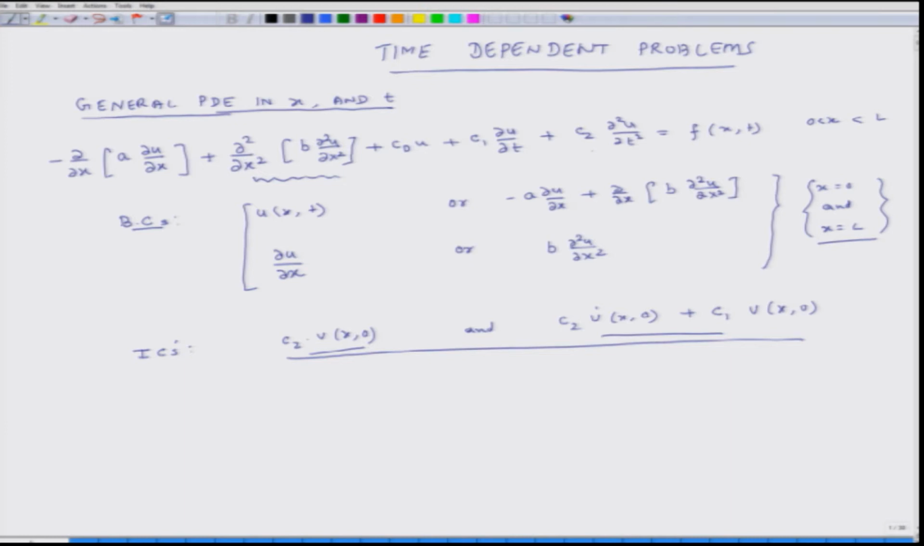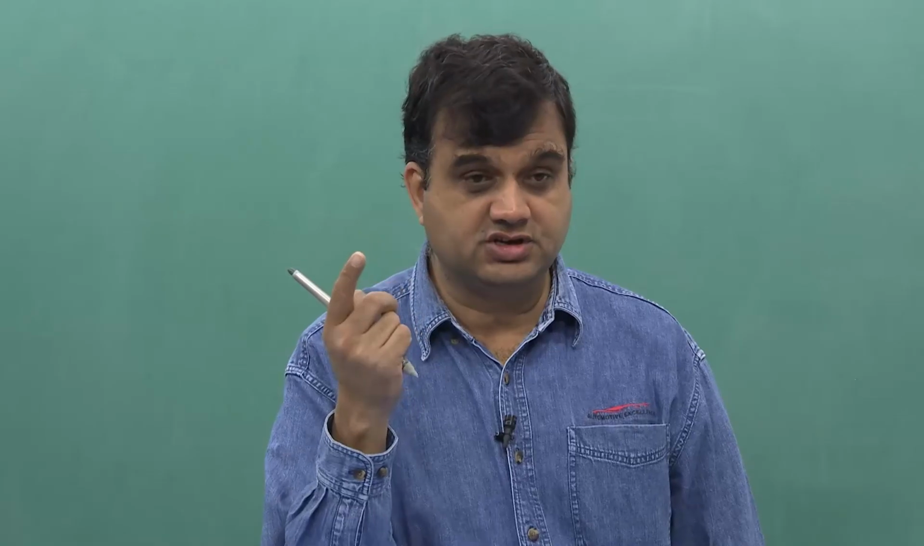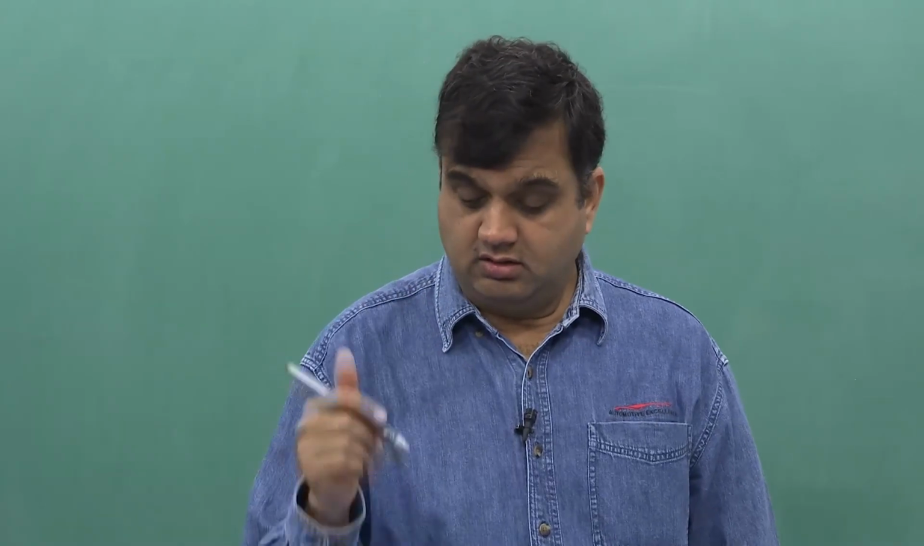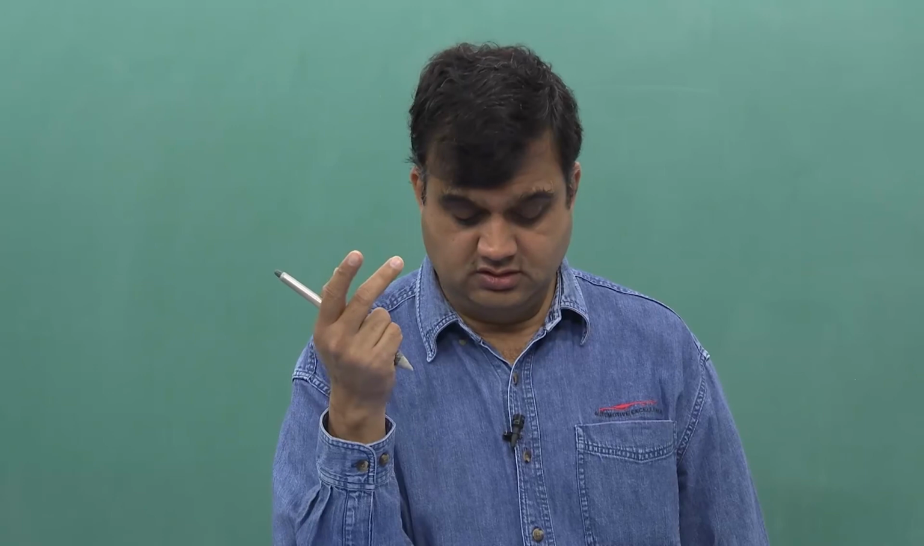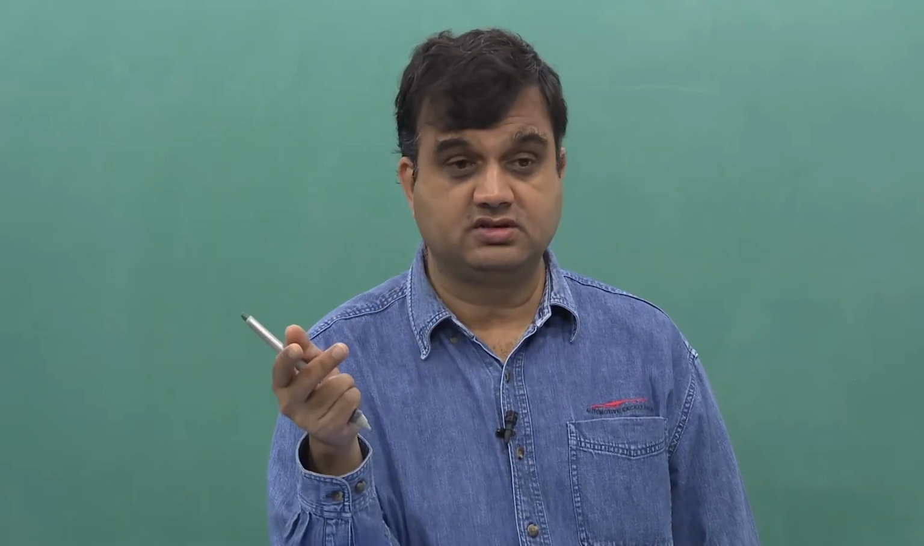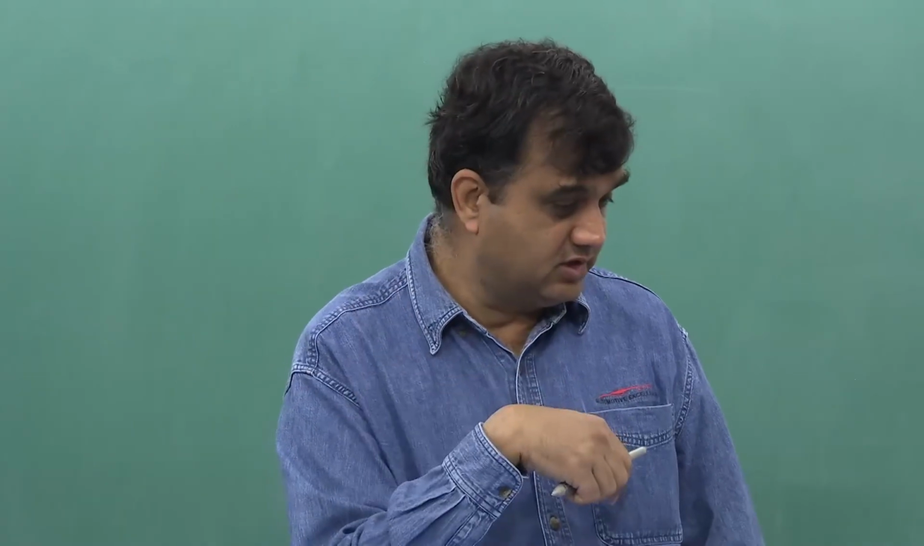In case C2 was 0, then we would have to integrate this entire equation only once in time, because of this C1 del u over del t. In that case, we would need only one initial condition. If the PDE has second order derivatives in time, then it has to go through 2 rounds of integration, and in that case we need 2 initial conditions. So we have to know u as well as u dot as initial conditions.